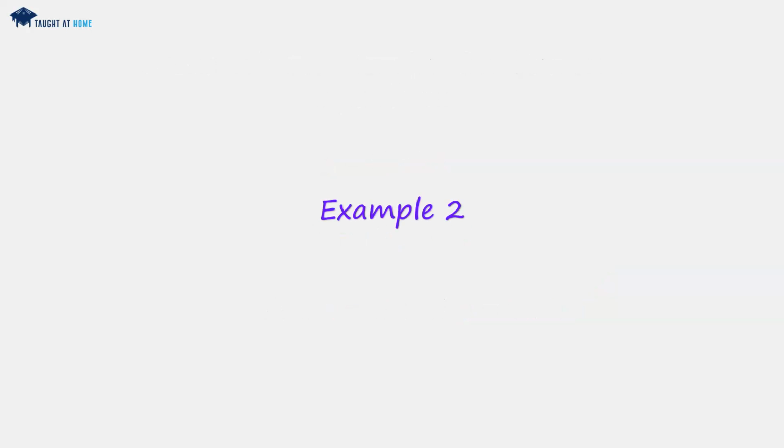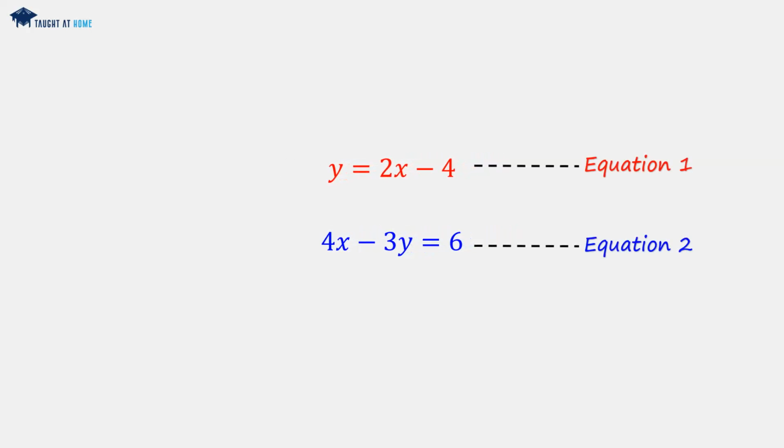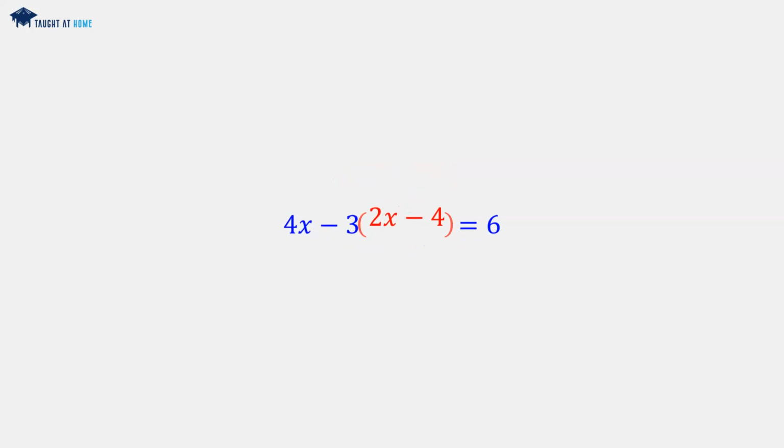Example 2. Solve y equals 2x minus 4 and 4x minus 3y is 6. We've got two unknowns, y and x, and we've got two equations. So let us solve this. We can do the same, equation 1 into equation 2 to find a value for x. So we'll take this 2x minus 4 and replace that for y in equation 2.